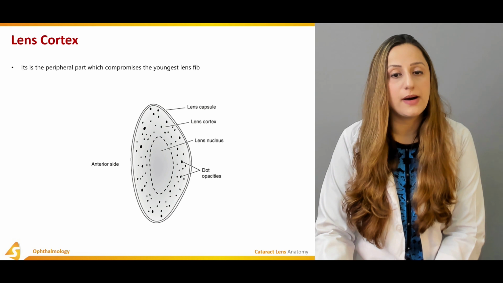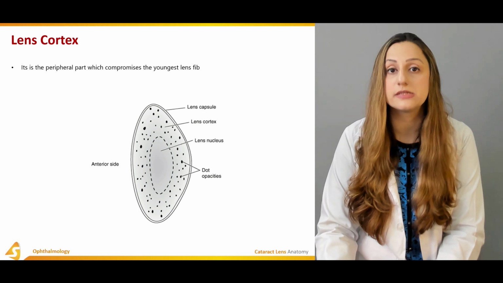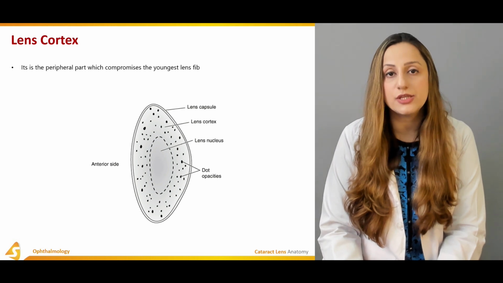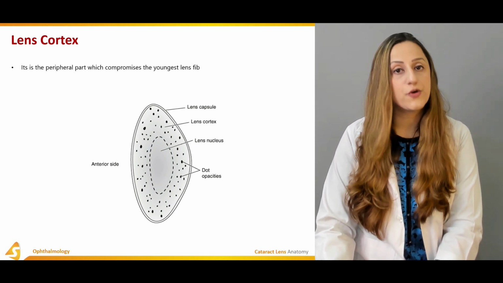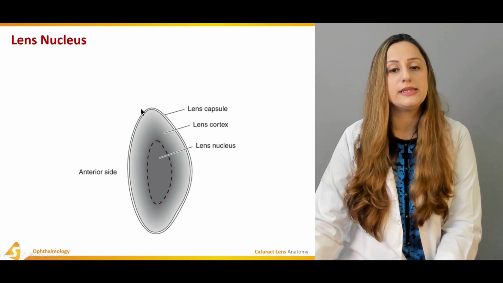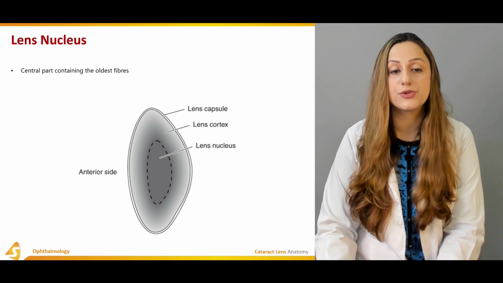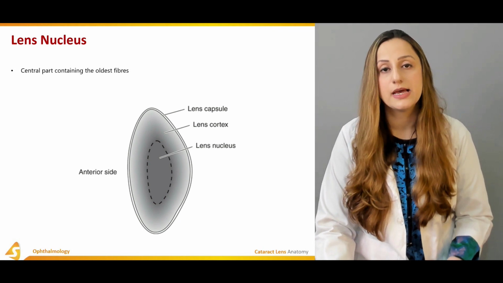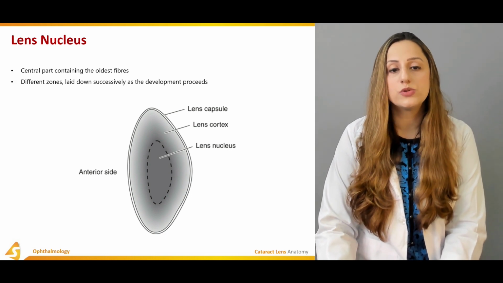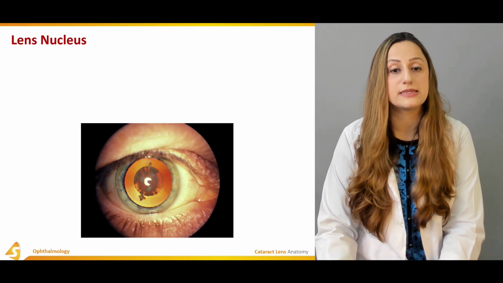It is the peripheral part which comprises the youngest lens fibers, and this peripheral part is not affected in most cases. The mature lens fibers placed towards the nucleus are usually affected by opacification. This is a diagram again showing the lens capsule, the lens cortex, and the lens nucleus. Just to give you a better view, the lens nucleus is the central part containing the oldest fibers. So again, the oldest fibers are going to be affected more predominantly. The different zones are laid down successively as development proceeds, so one should keep this in mind as well.